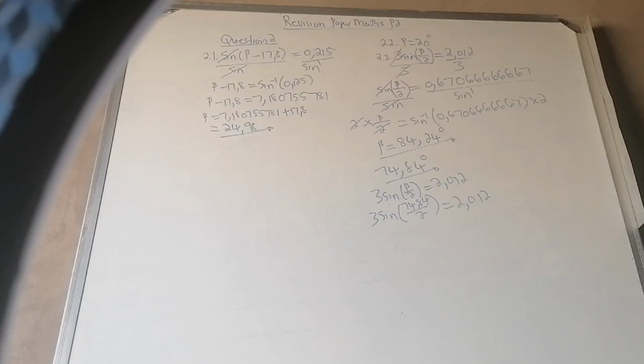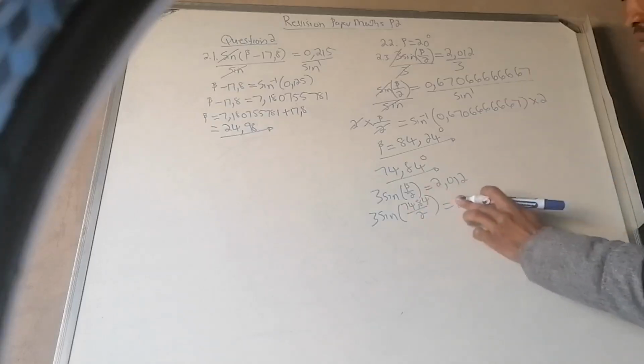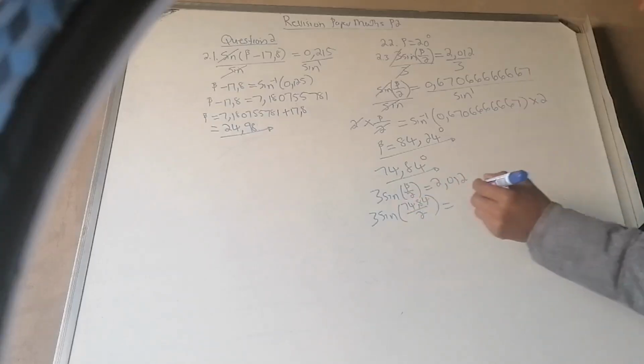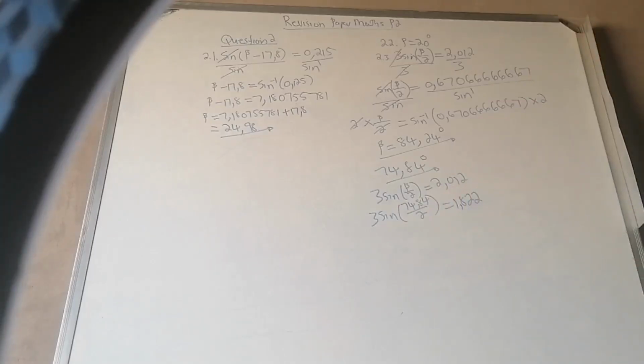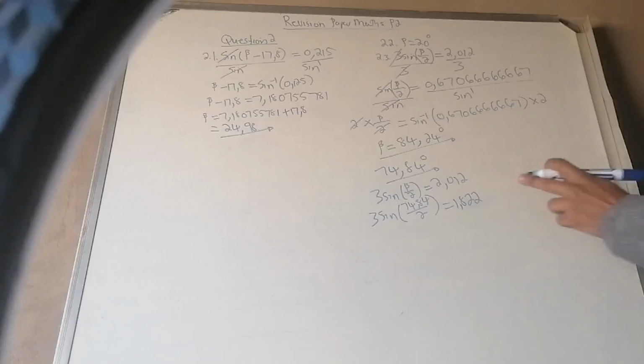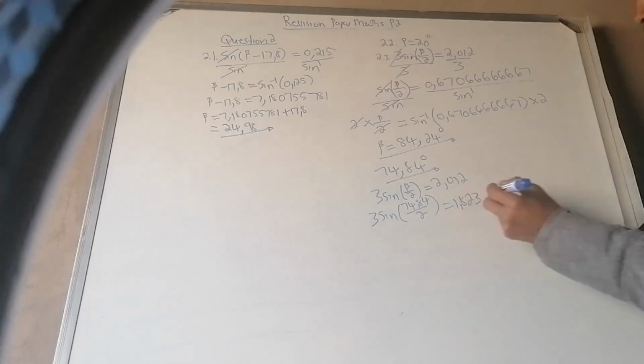I get 1,822. When I round off, I get 1,823.